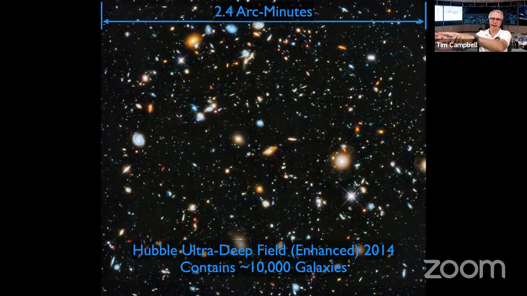Look very, very closely at the penny. You're probably going to have to hold it close to see Abraham Lincoln's eyeball. Everything in this image fits behind Abraham Lincoln's eyeball when held at arm's length. These are all galaxies in a piece of sky that tiny, just a few grains of sand across, 2.4 arc minutes, about 10,000 galaxies in this image.